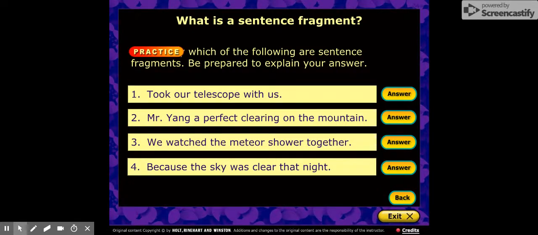Now let's practice. Which of the following are sentence fragments? So I want you to pause the video and write down your thoughts in your notes there for the practice. Is it a fragment or complete?